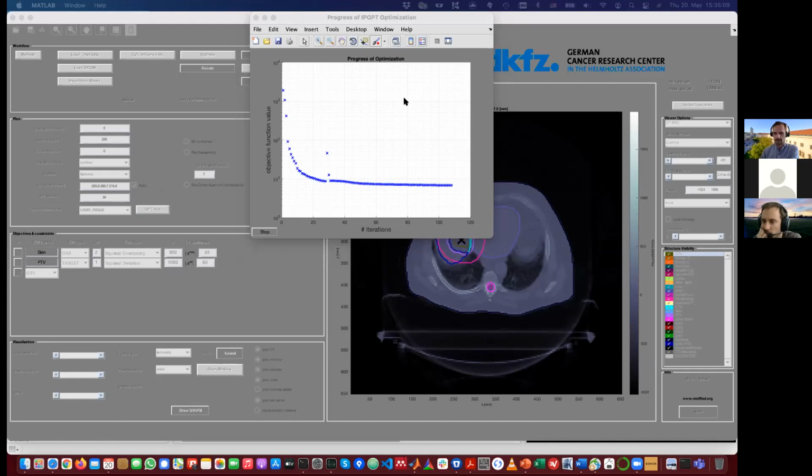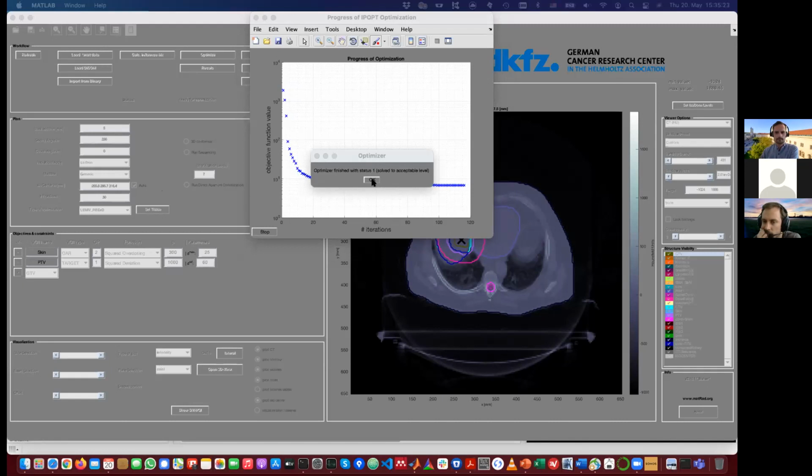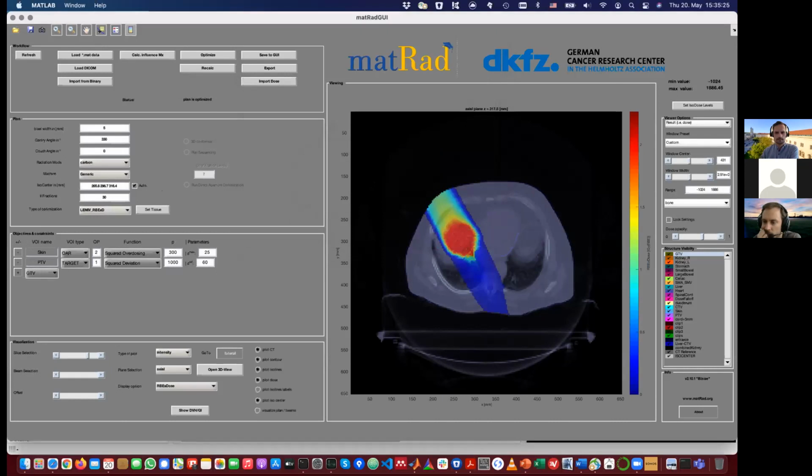Again, I think you can now see that the optimization takes longer. All right, this is our treatment plan. For now, I will just disable the contours, so that you have a better look.